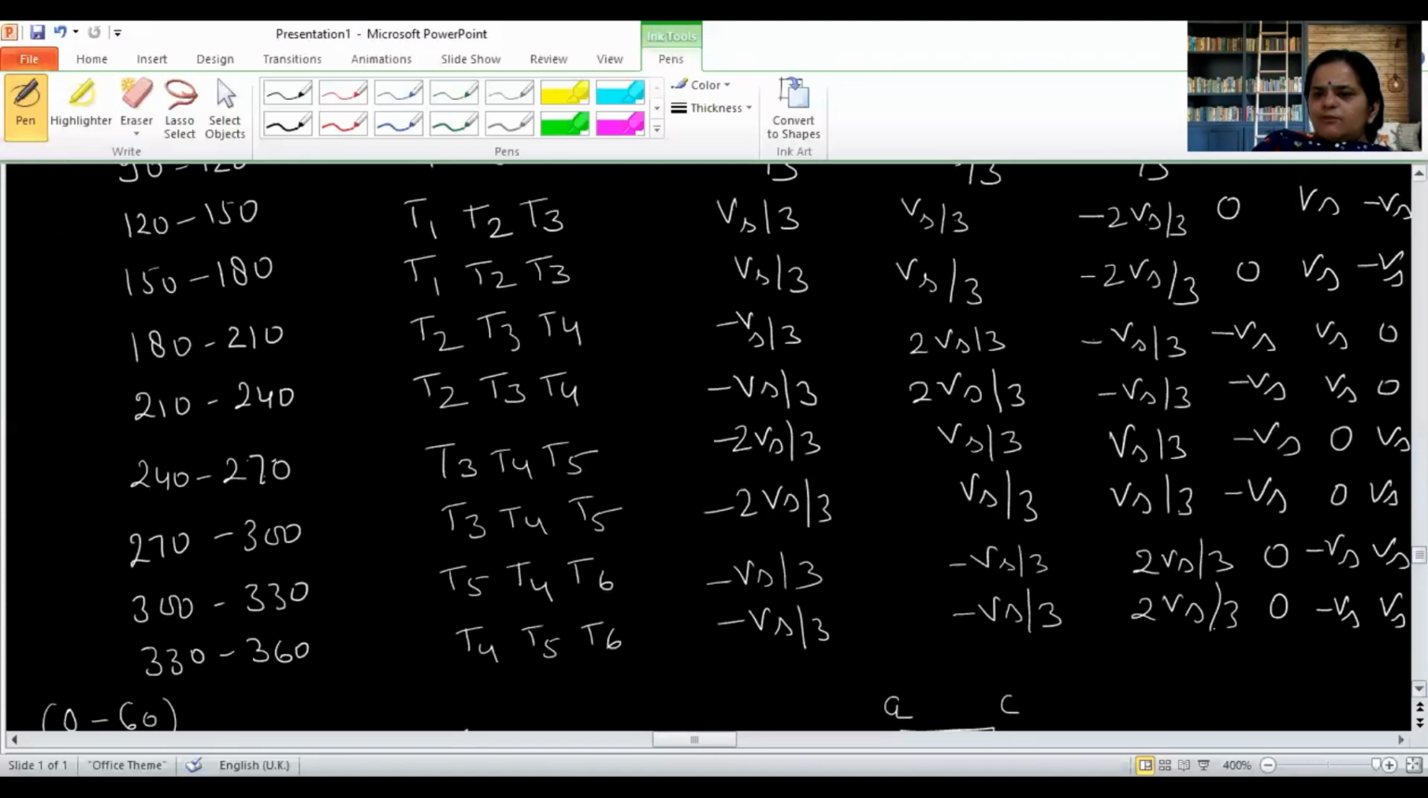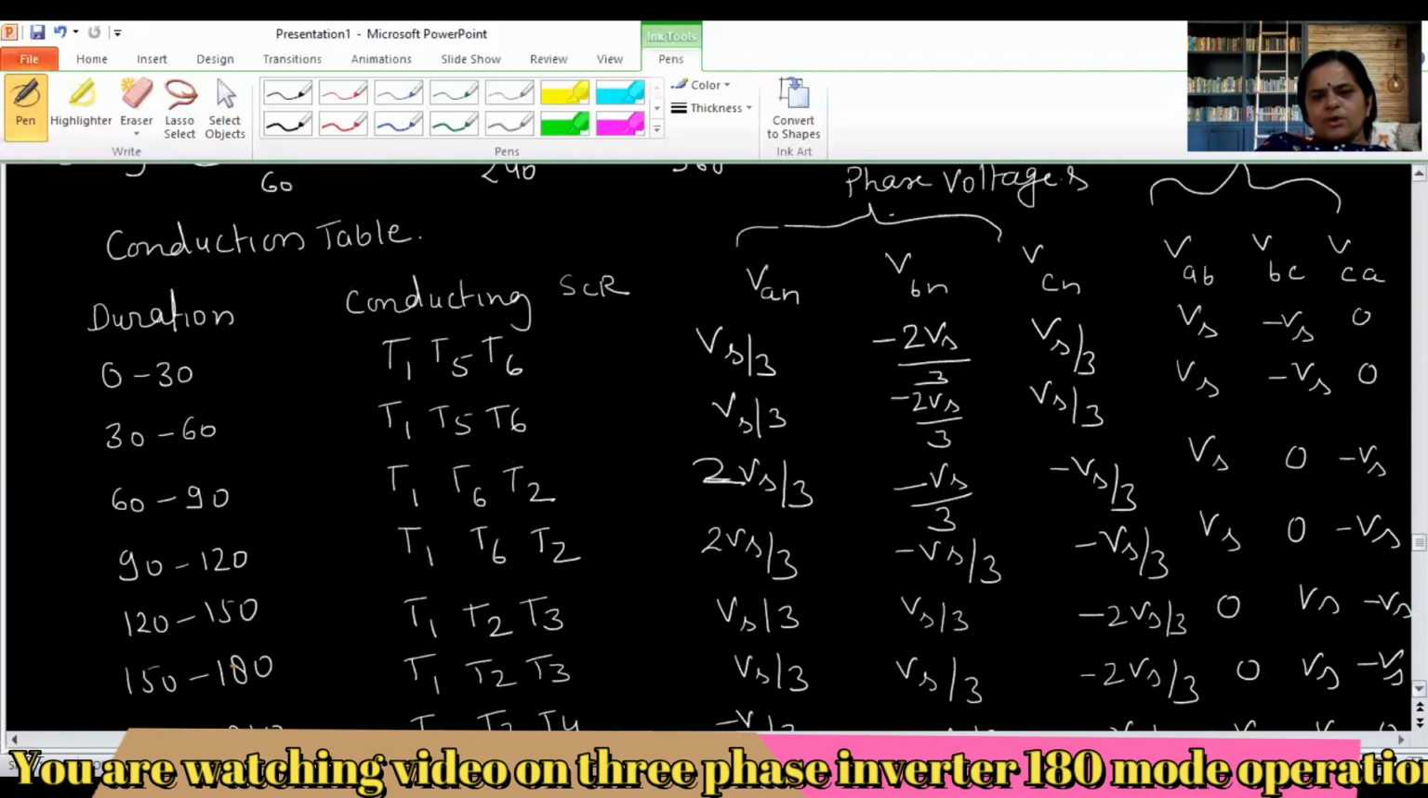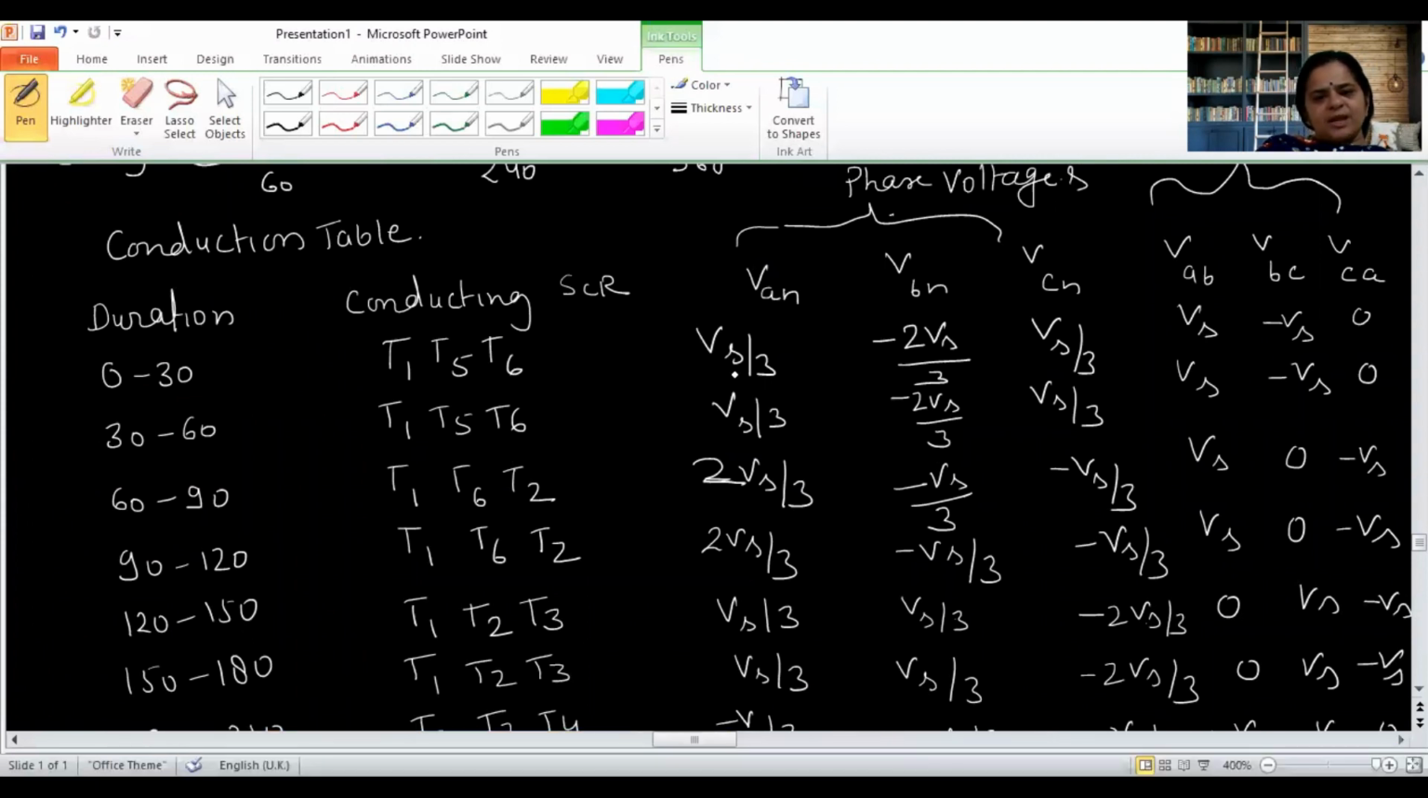Now if you observe this table, you can see VAN at 0 will be Vs by 3. But when we see VBN, the value of Vs by 3 will be at 120. So that means the VBN waveform will have the same value as VAN after an interval of 120.